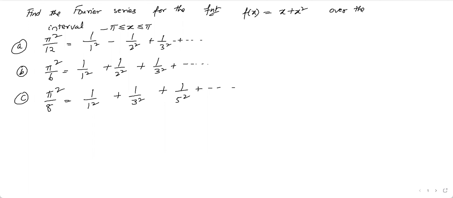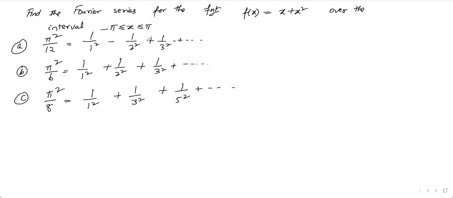So let us solve this. Okay, to find the Fourier series for the function f of x is x plus x squared over the interval minus pi to pi.